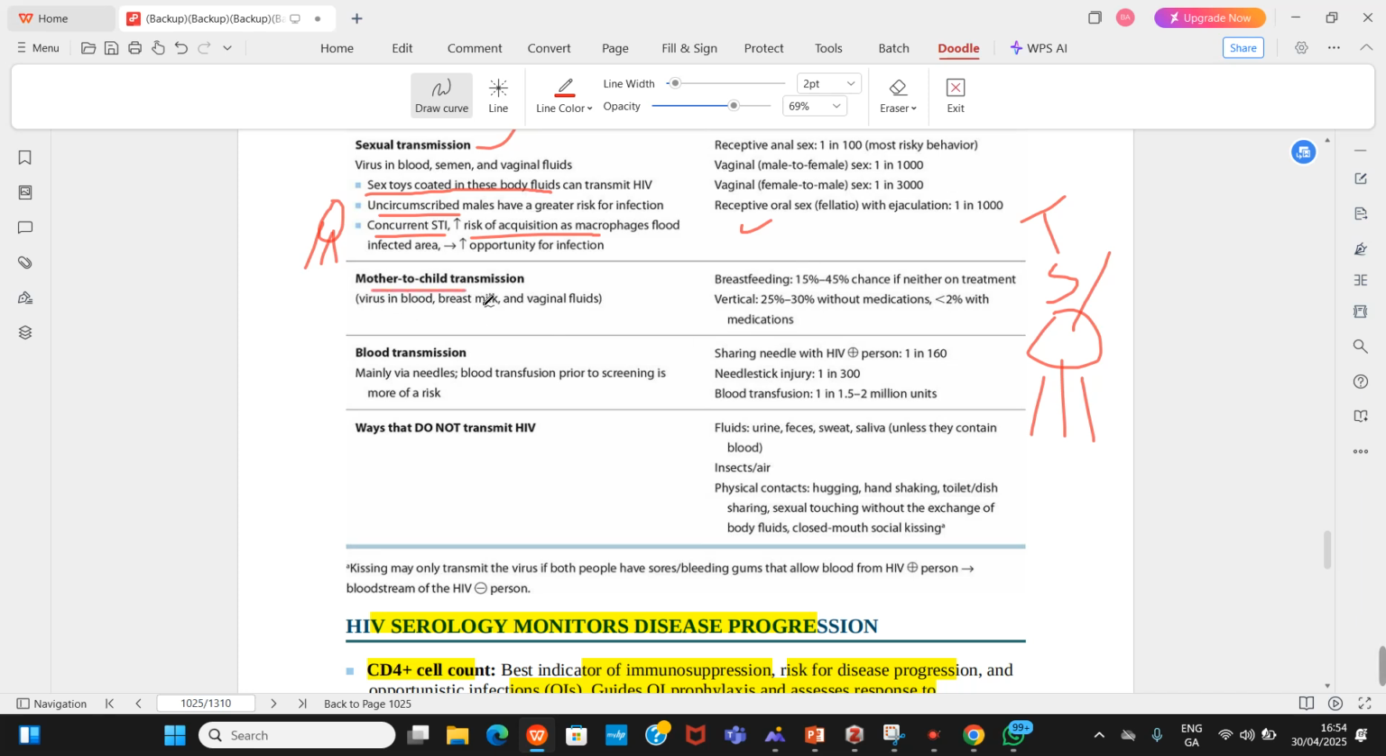So mother to child, from blood, breast milk, vaginal fluids, especially breast milk. Now, here I'm going to make a very, very important statement. So if you look at the question and you can identify that the patient is in the US, a developed country, or it is not stated, assume that the mother is from the US. In them, if the mother has HIV, do not breastfeed that child. Never breastfeed that child. Place the child on formula.